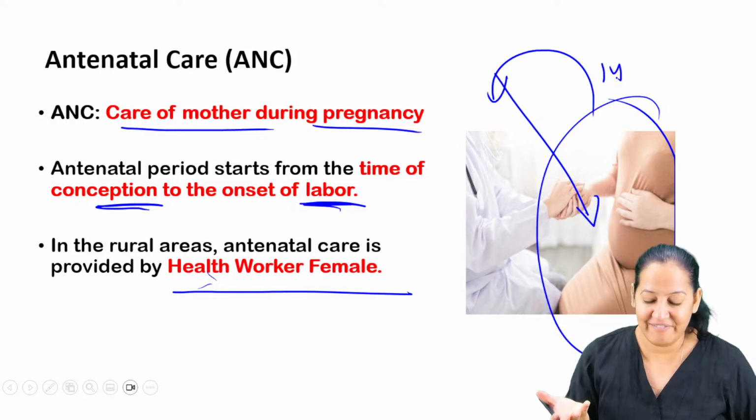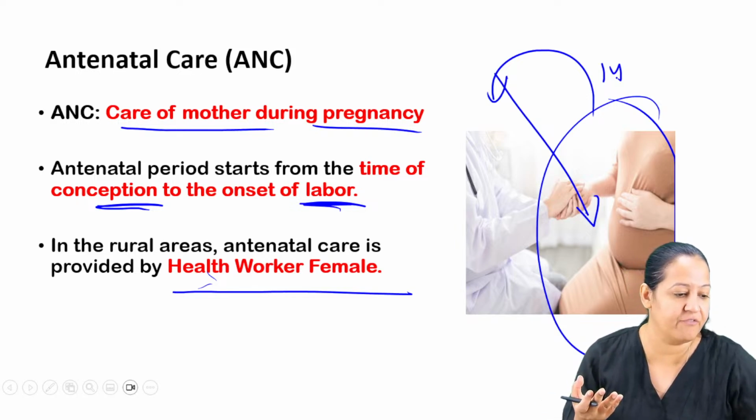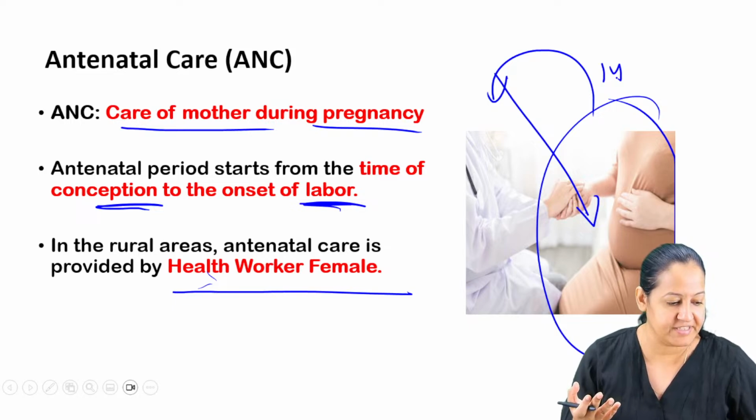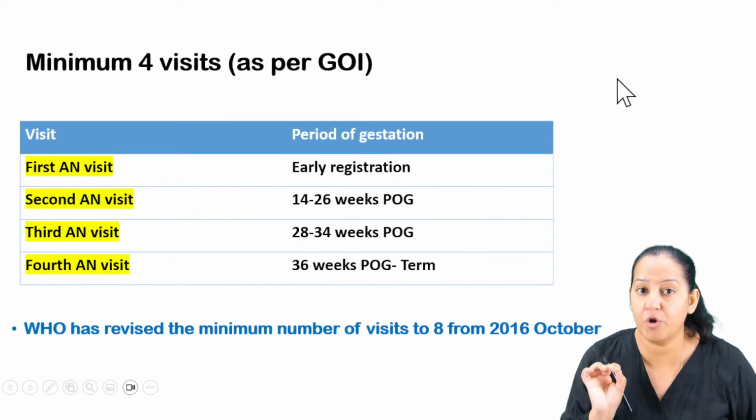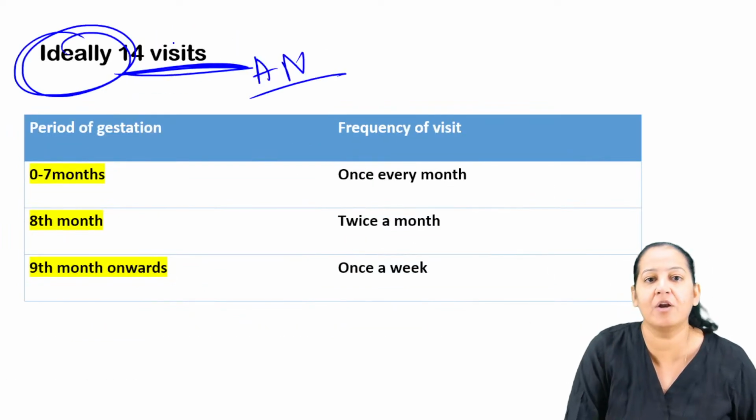But in the village, they are not very aware of their health, so they don't come 14 times. According to Government of India, minimum 4 visits are required. So if they are asking ideal, go with option 14.